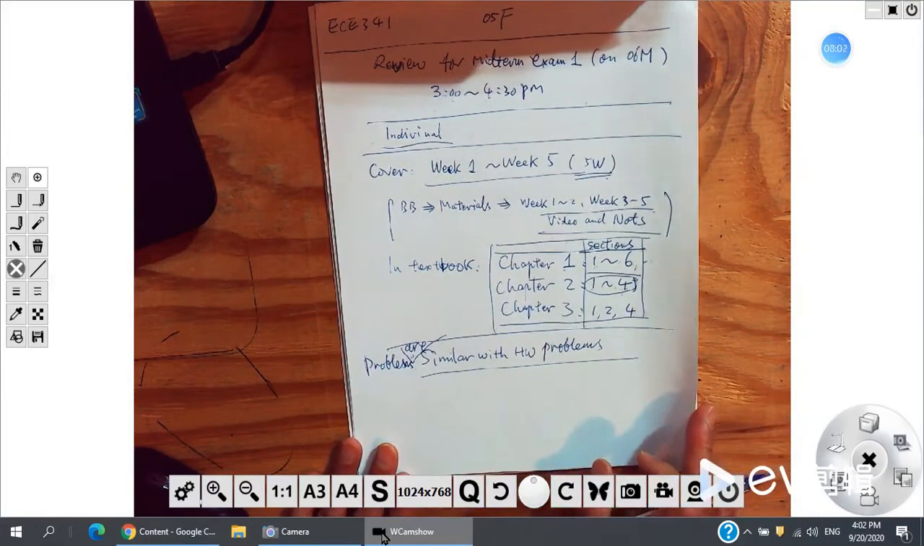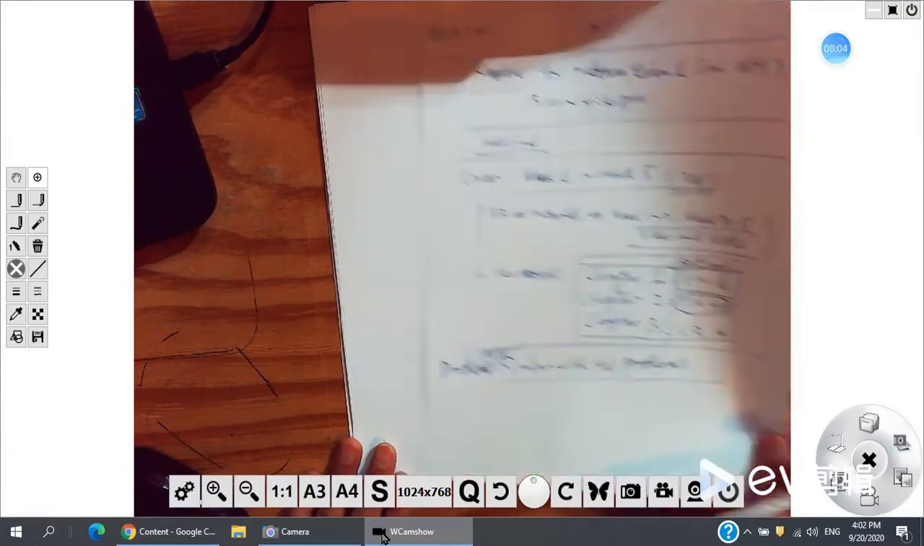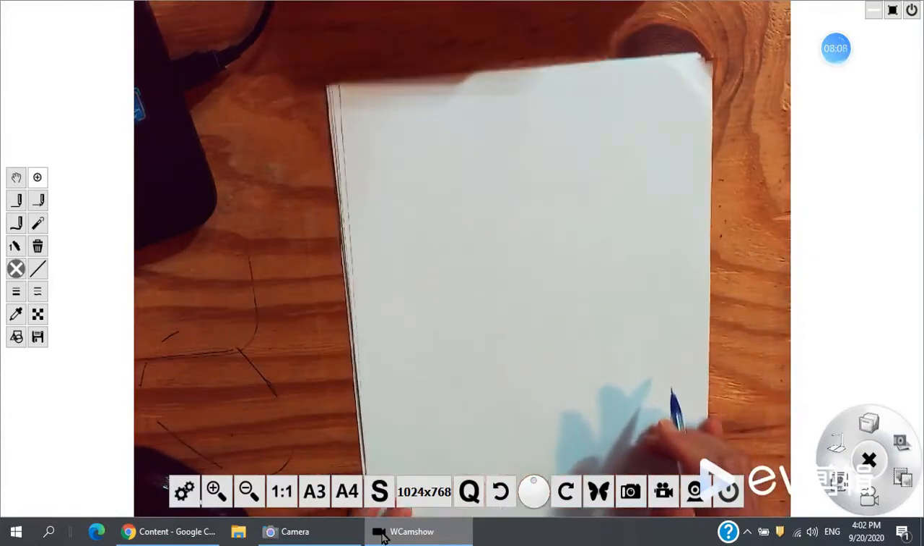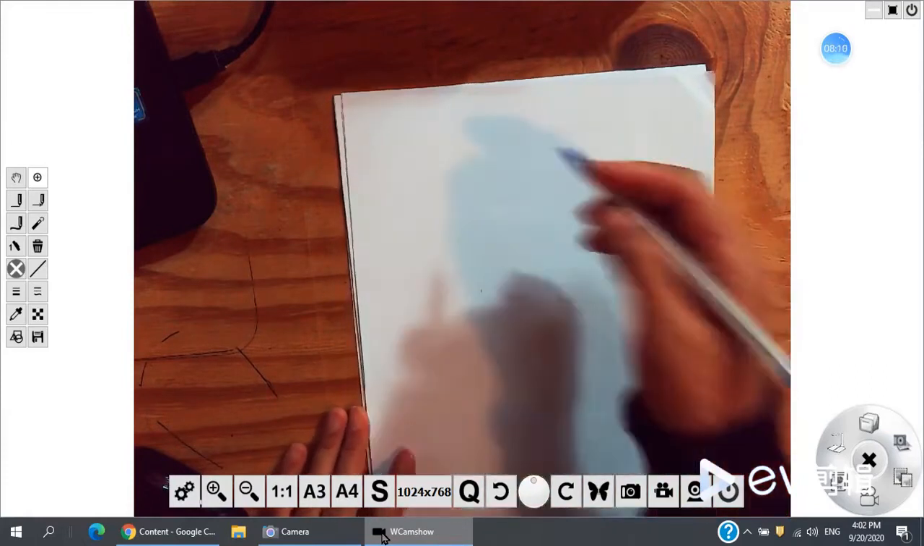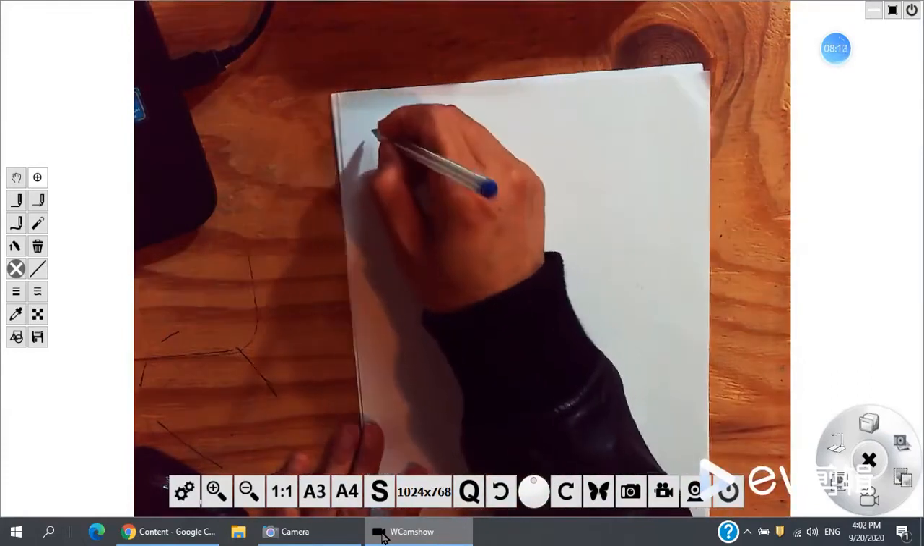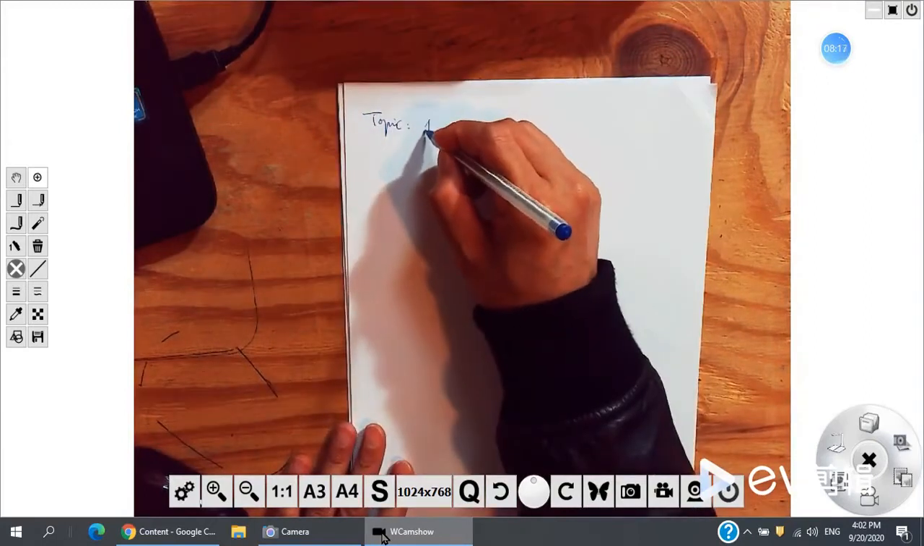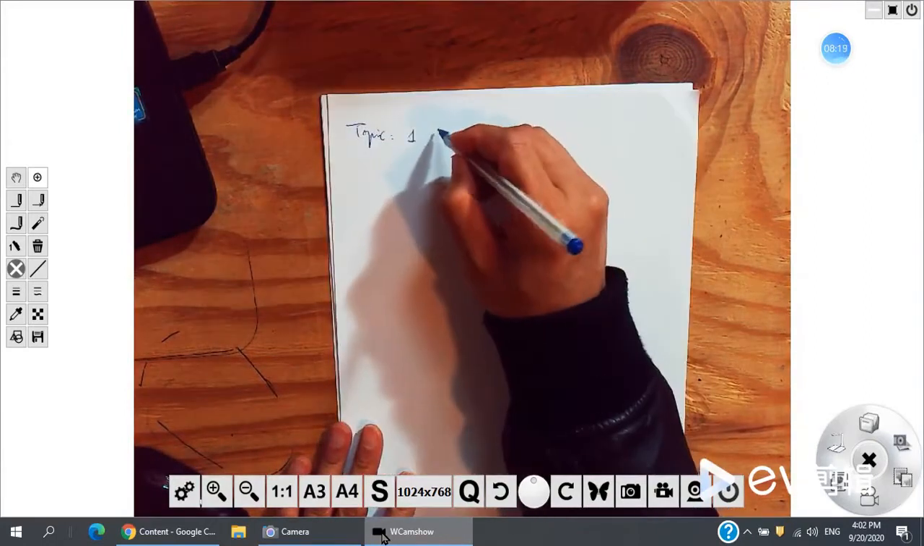Then let's look at what we have studied. We have several topics. The first one is random experiment.